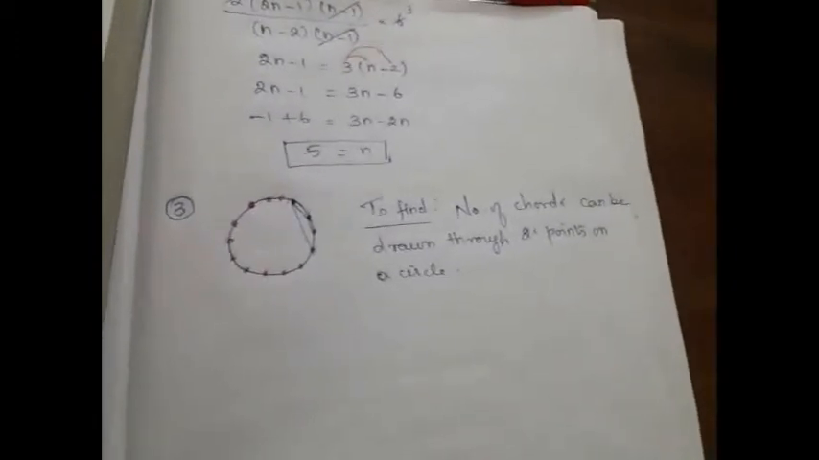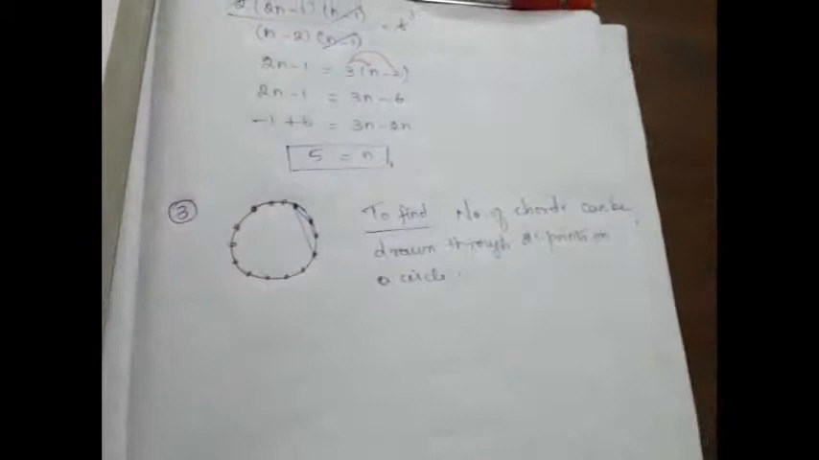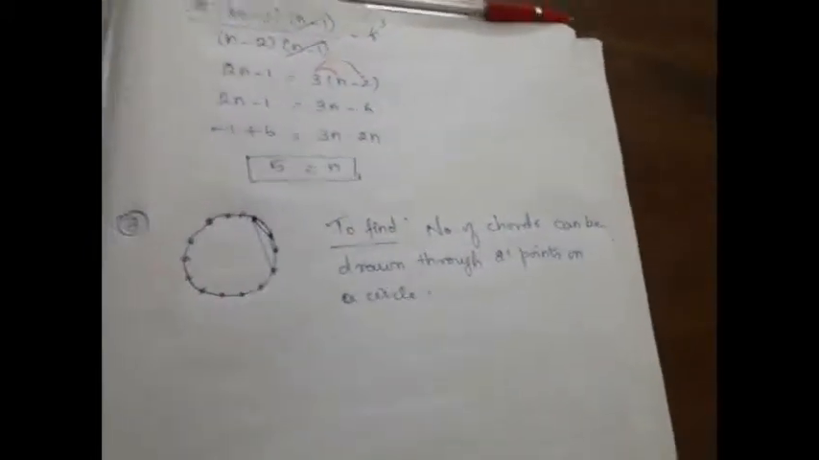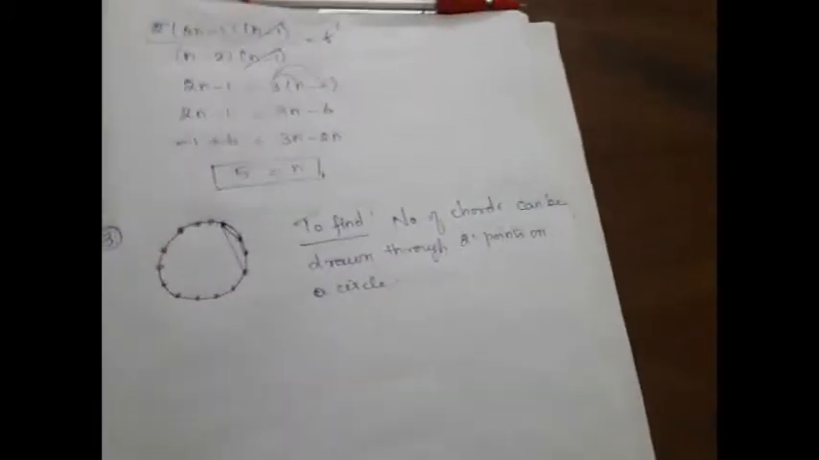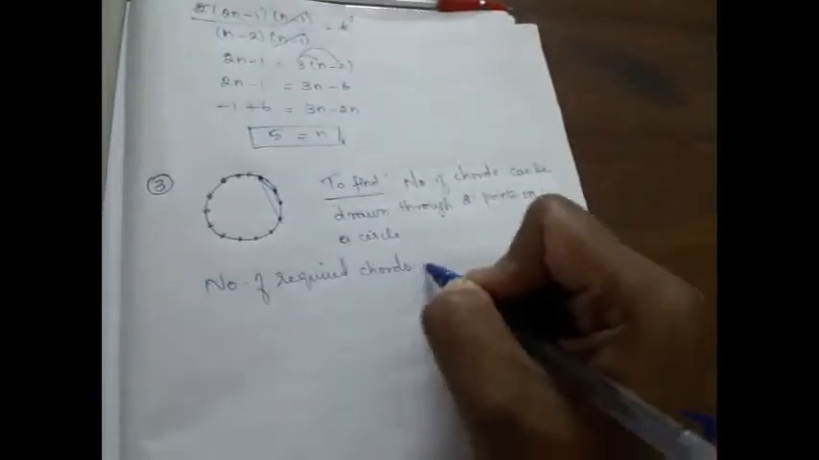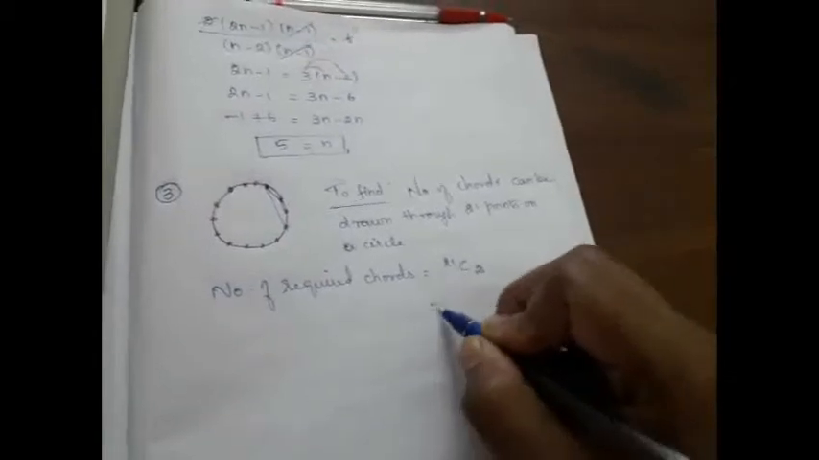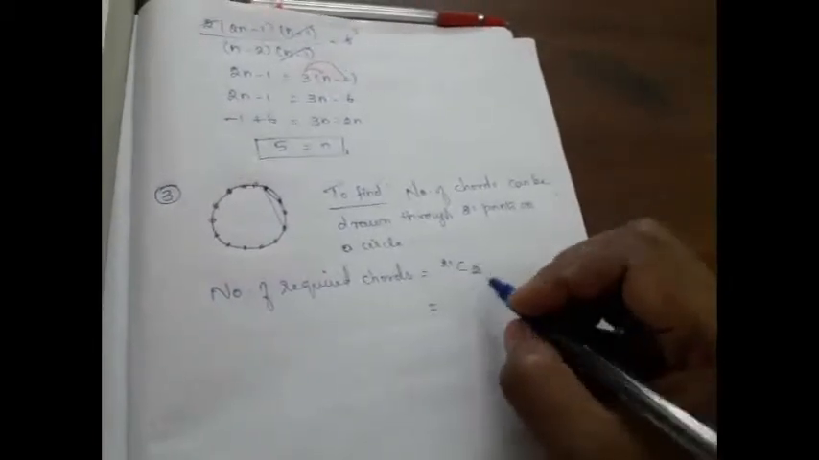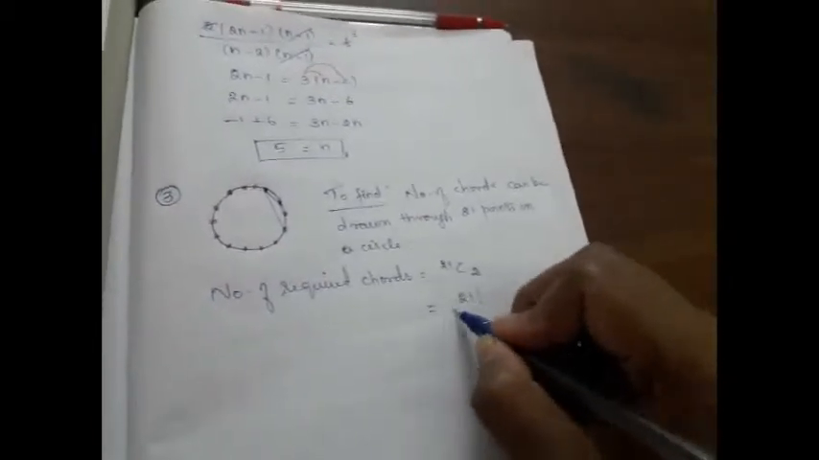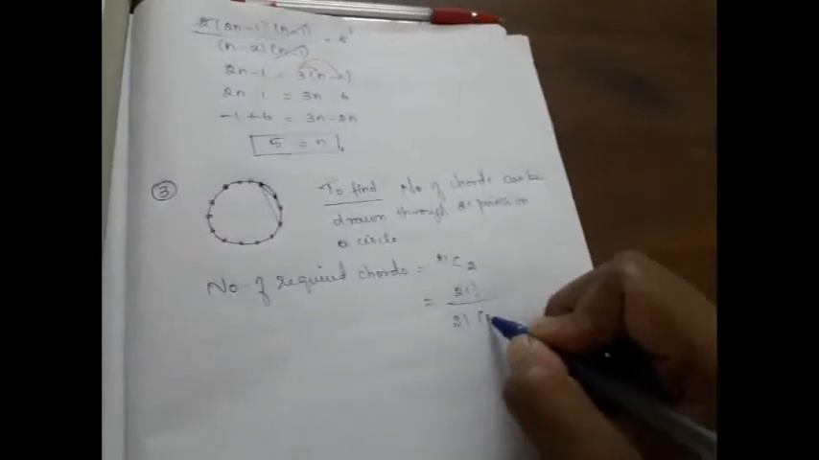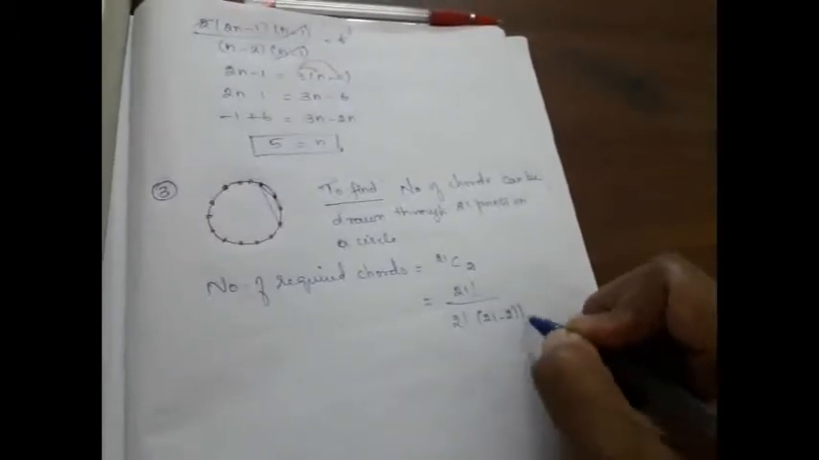And hence the number of chords that can be drawn through 21 points on a circle is nothing but 21C2. Why is it 2? Because they are taken 2 at a time. So out of 21 points, it is taken 2 at a time. Right. So the number of required chords is equal to what? 21C2. What is the nCr formula? n factorial divided by r factorial into (n minus r) factorial.